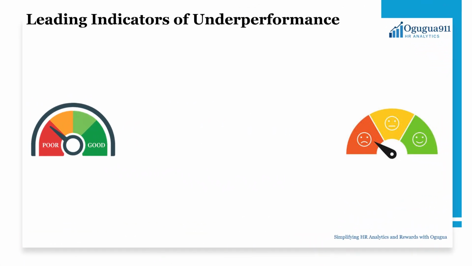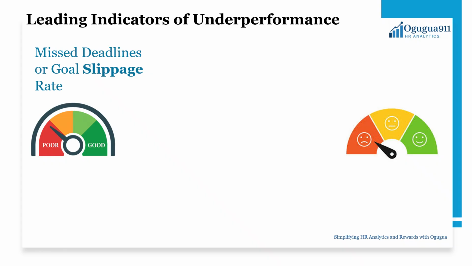We will now discuss the leading indicators of underperformance. First, I will say track the percentage of employees that are consistently missing key deliverables. You can do this by reviewing your missed deadlines or your goal slippage rates. Also check that there's no downward trend in your engagement scores because this often predicts performance issues.